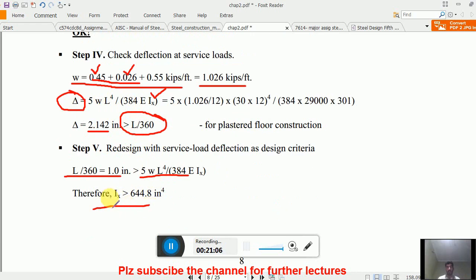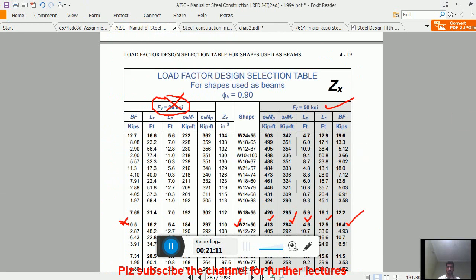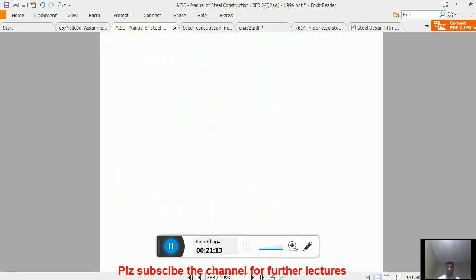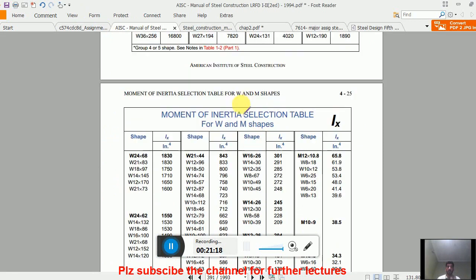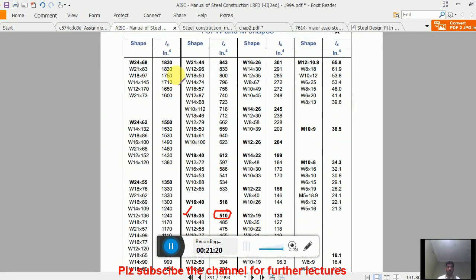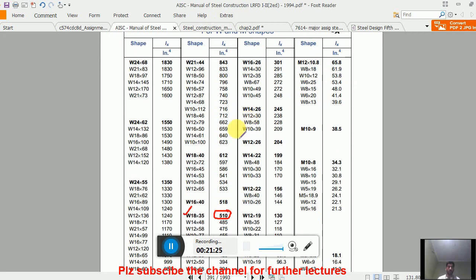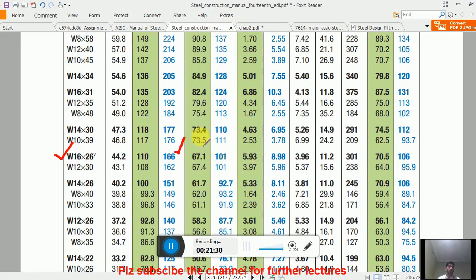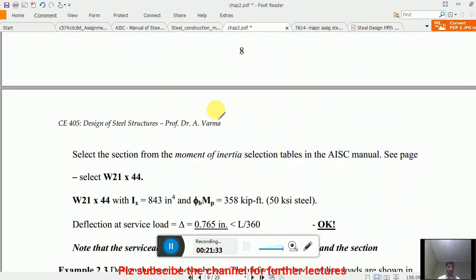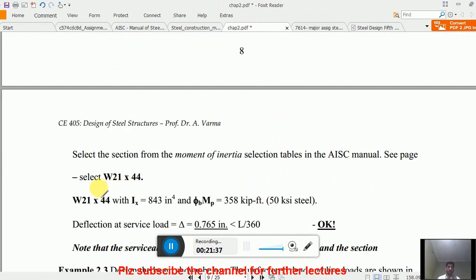Now they go to the IX table, which you see here. Right there, the IX table is just below the ZX table. Here you see there are IY and IX tables. Here you have to choose such a section which has a moment of inertia larger than what? Larger than that calculated one. Clear? Larger than this one, 644. So they search a section W21 cross 44.